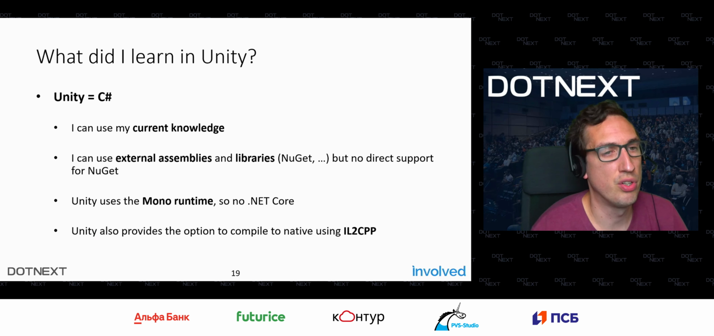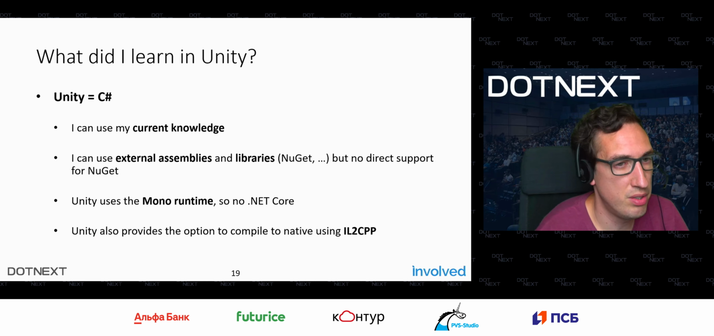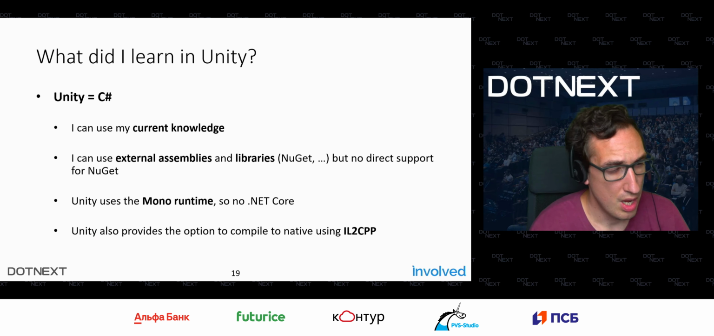You can, however, use .NET Standard, because .NET Standard is compatible with the .NET Framework, with .NET Core, but also with Mono. So if you have libraries that are written in .NET Standard, then you can use them in Unity without an issue. So why is Unity using the Mono runtime?